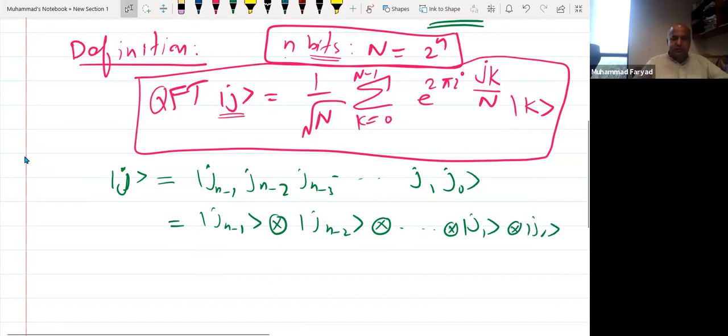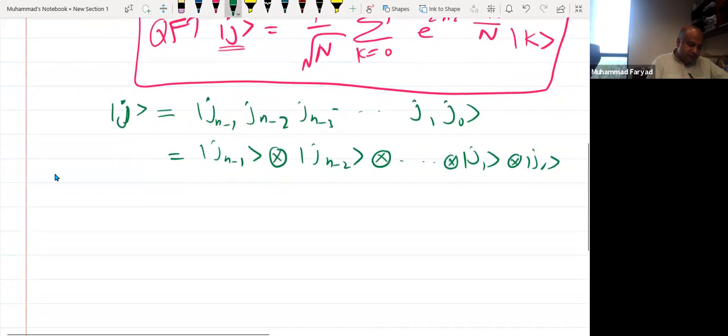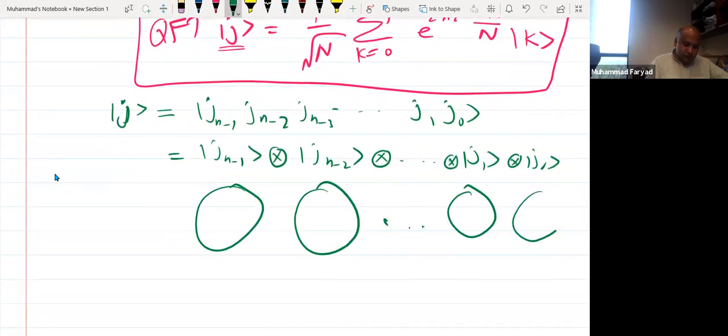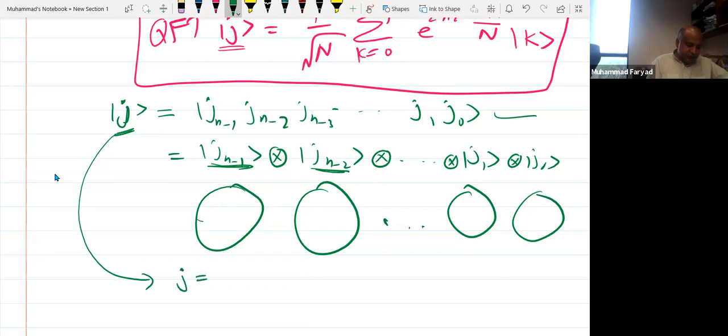Which basically means that if I have n qubits, n physical qubits, each of these labels represents a state of the corresponding qubit. And as we have already discussed, this is just a way of writing, and then this label j is computed from this binary representation like this.